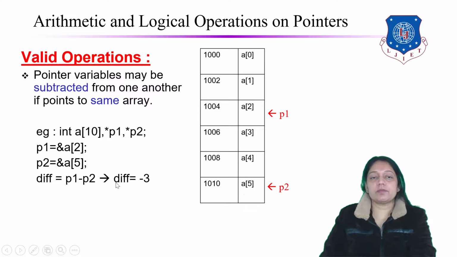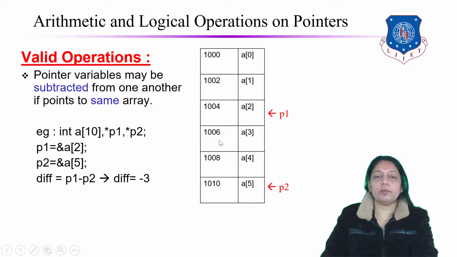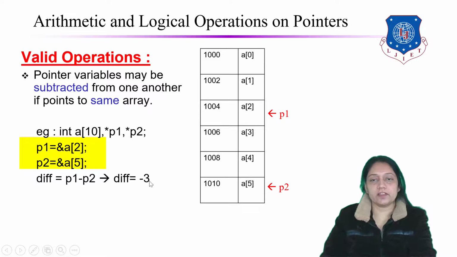Now if I want to do subtraction operators on these two pointers P1 and P2, how I'll write this? P1 minus P2. What is P1? 1004 minus 1010. The difference here would not be equal to 6, but it would be, since it's an integer pointer, it will tell me the difference of the values between A of 2 and A of 5. So that is, the difference is minus 3. You can say this index is subtracted by this index. So 2 minus 5, that is minus 3.